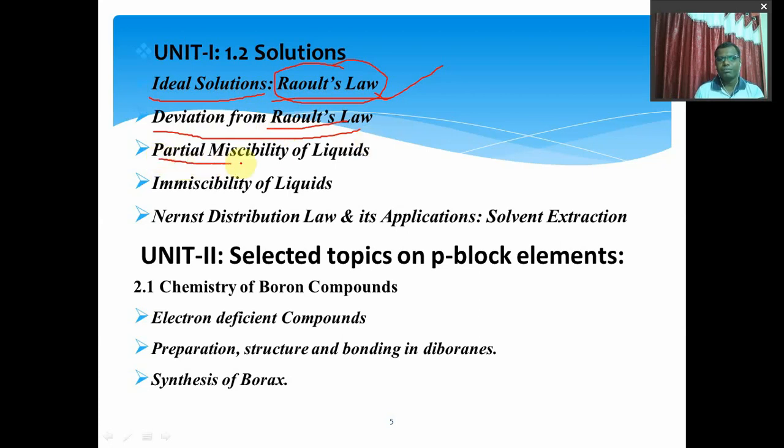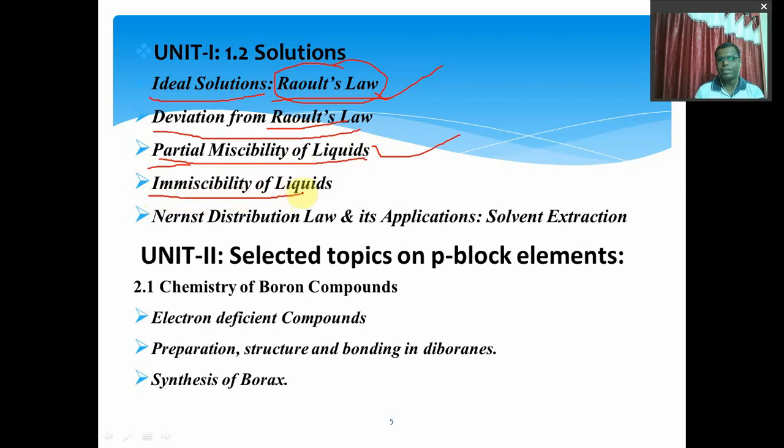Again, we are going to discuss the miscibility of liquids into one another. Either these are completely miscible or incompletely miscible. If they are incompletely miscible, it means partially miscible. Whenever these liquid components are partially miscible, how they behave, that we are going to discuss in the partial miscibility of liquids.